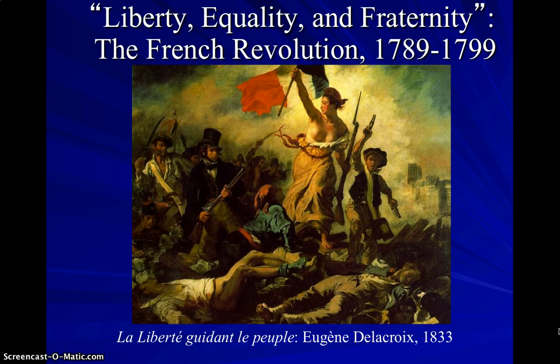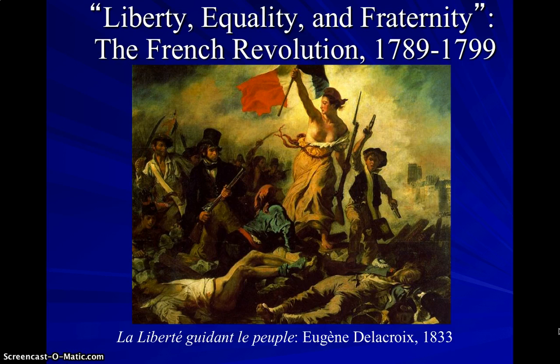The idea is that the French Revolution here was supposed to espouse these notions that you see listed at the top of the slide: liberty, equality, fraternity. So all of these individuals and classes are working together, obviously violently in this case, to try to achieve those goals of liberty, equality, and fraternity.